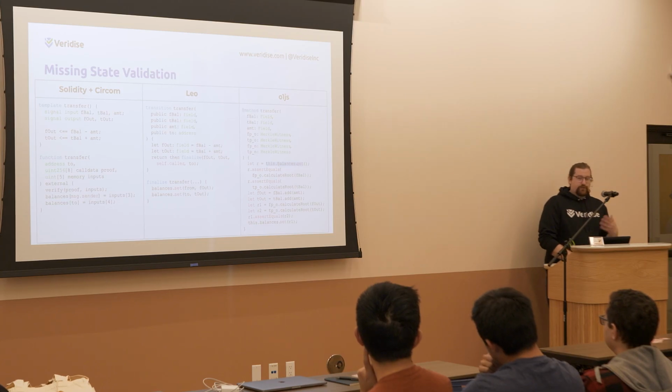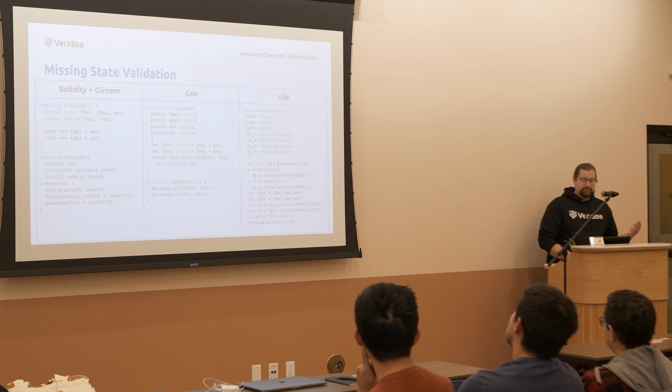Then finally, we have O1JS. In O1JS, everything is just put into a single function, and it will generate constraints from that function, but you can also express on-chain computation. So this first statement, for example, will retrieve a value from on-chain.